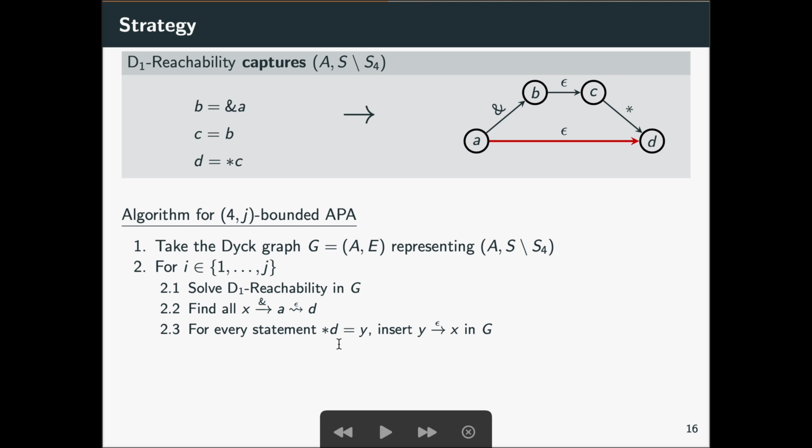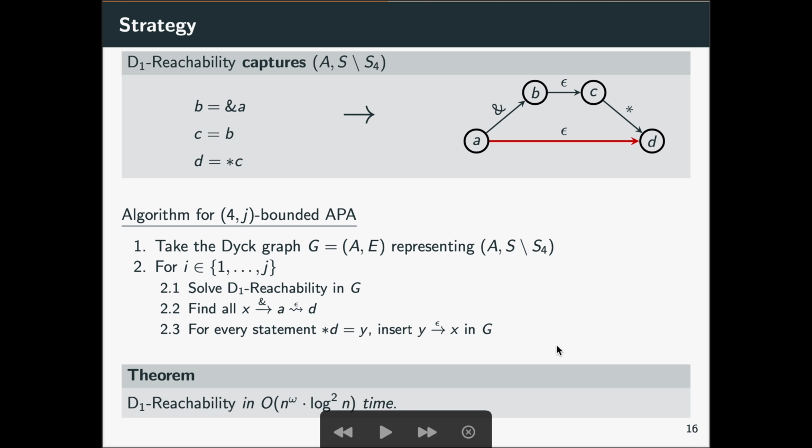So the complexity of this process is j times the complexity of solving Dyck-1 reachability in each iteration. In the paper, we show that Dyck-1 reachability can be solved in time n to the omega log square n, which also establishes the best complexity bound for the problem.